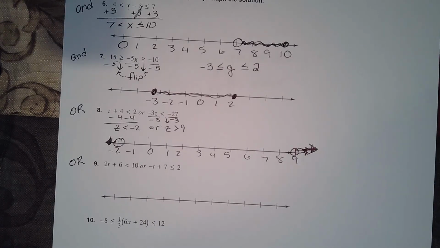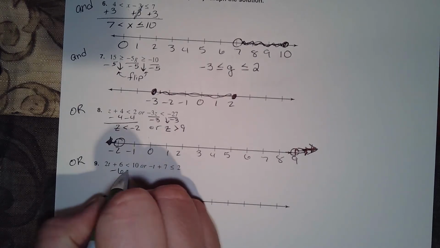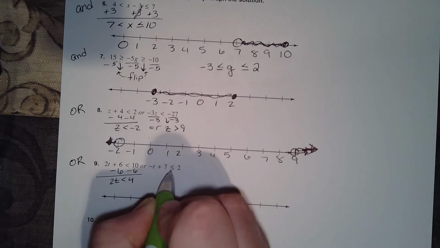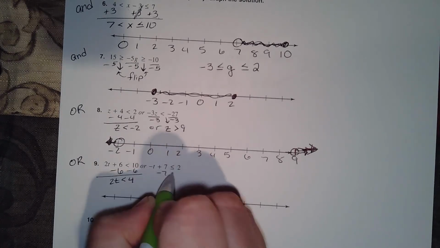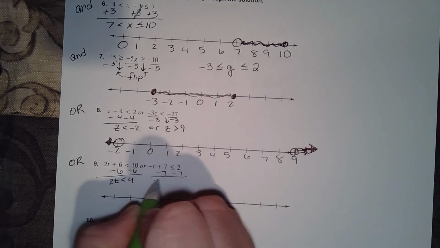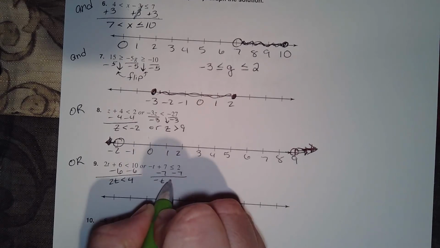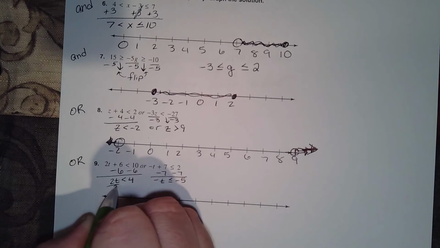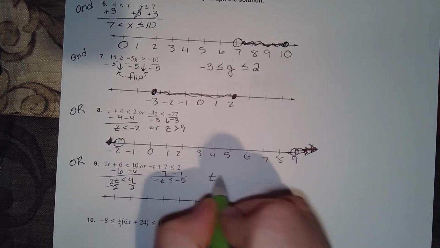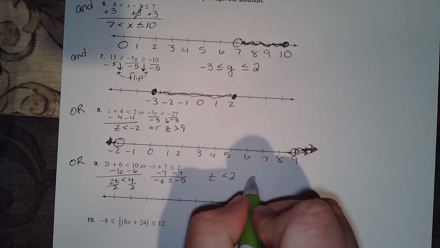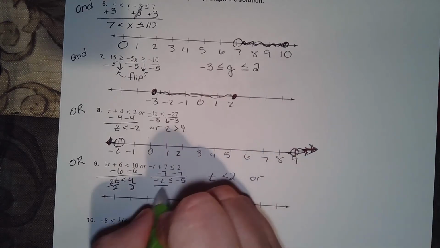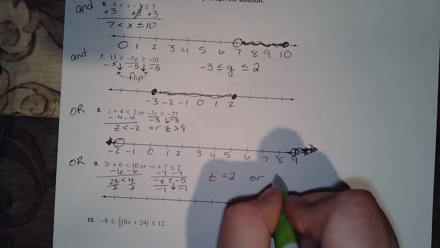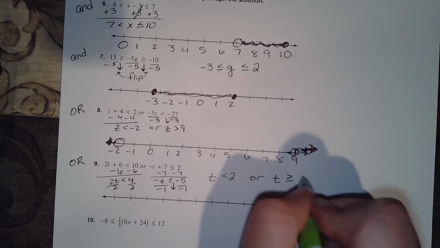You're going to take and subtract 6 across. So 2t is less than 4. And then I'm going to subtract 7 across. So I get -t is less than or equal to -5. Now this one, when I divide by 2, you're going to get t is less than 2. Or when we divide by -1, this is going to flip my inequality sign again. So I'm going to have t is greater than or equal to 5.